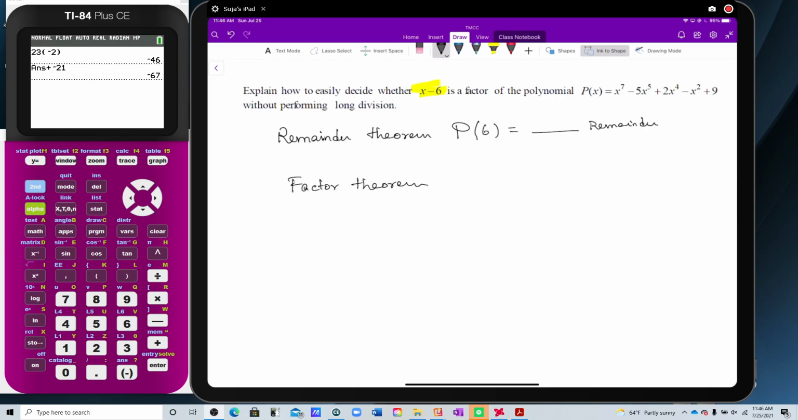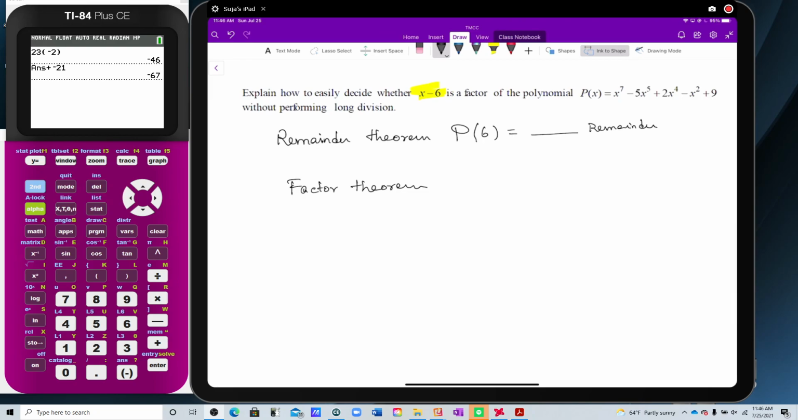Okay, and the factor theorem says that if this x minus 6 is a factor of that polynomial, then when I find what p of 6 is, I will get a 0. So if I get a 0, the conclusion is x minus 6 is a factor of this polynomial, or 6 is one of the zeros of this polynomial. If I don't get a 0, then x minus 6 is not a factor of this polynomial, or x equals 6 is not a zero of this polynomial, but I will have an answer, and that's called the remainder.